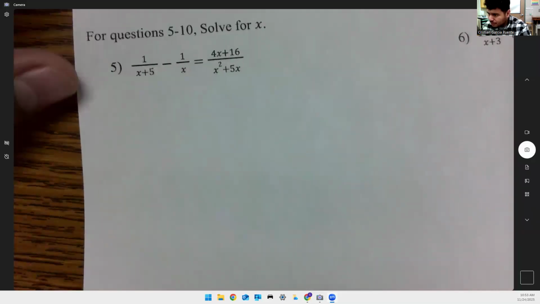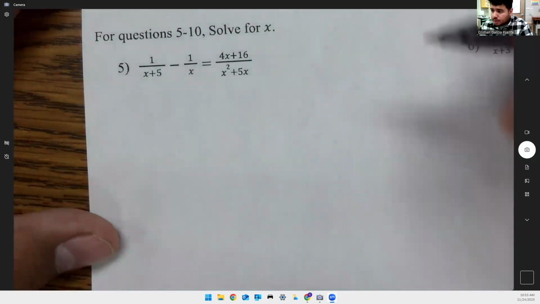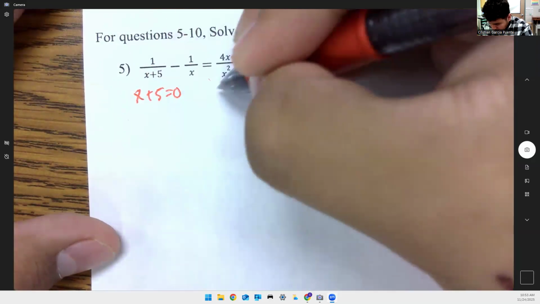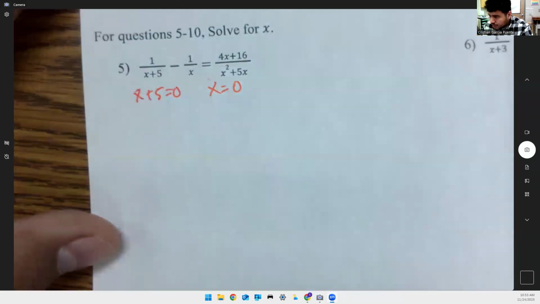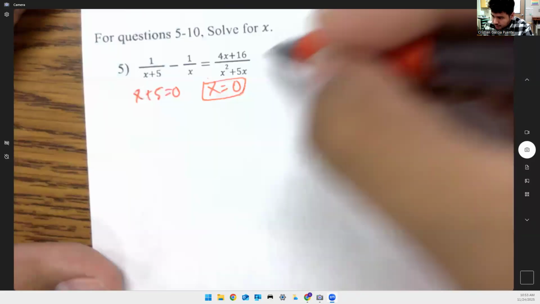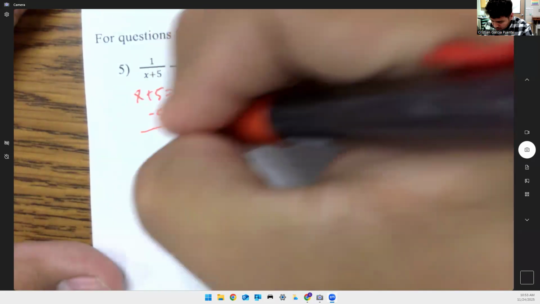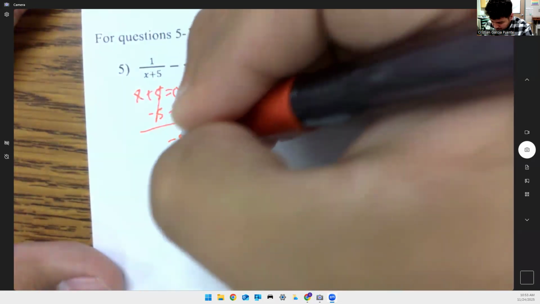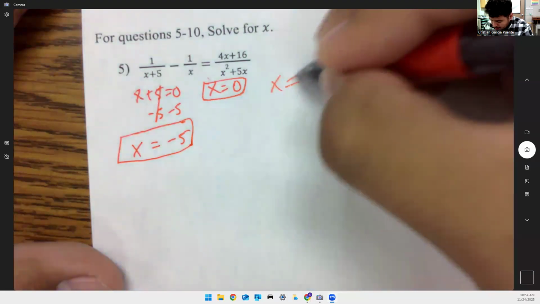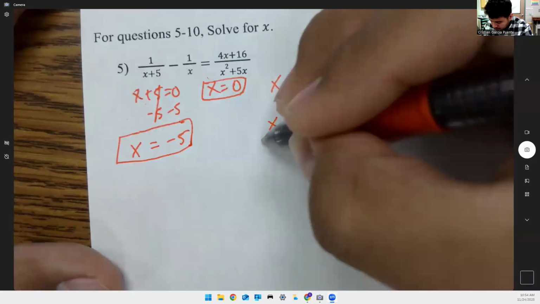So let's go to 5. Start by finding your denominators, your excluded values. So first one is x plus 5, make it equal to 0. Second one's x, make it equal to 0. So solve for x. This right side's already solved. And then over here, you just got to get rid of the +5. So -5 on both sides. So 0 minus 5 is just -5. And you have an x. So x cannot be equal to -5, and x cannot equal 0.